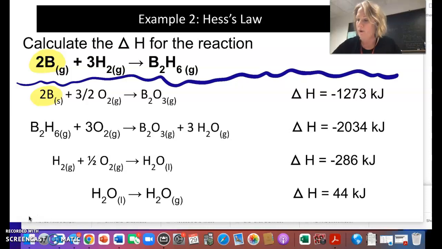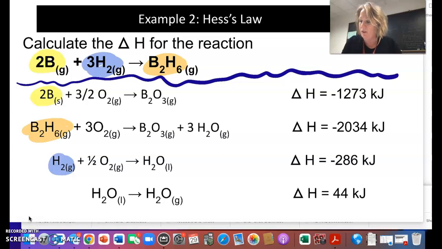So I can see the boron there matches. I'm going to match this B2H6 right here. And then I'm also going to match my hydrogen. So you can see that I have hydrogen here and I have hydrogen here. And then I am going to have to deal with that last reaction, even though nothing matched into the target, but you'll see as you're working why it's necessary.